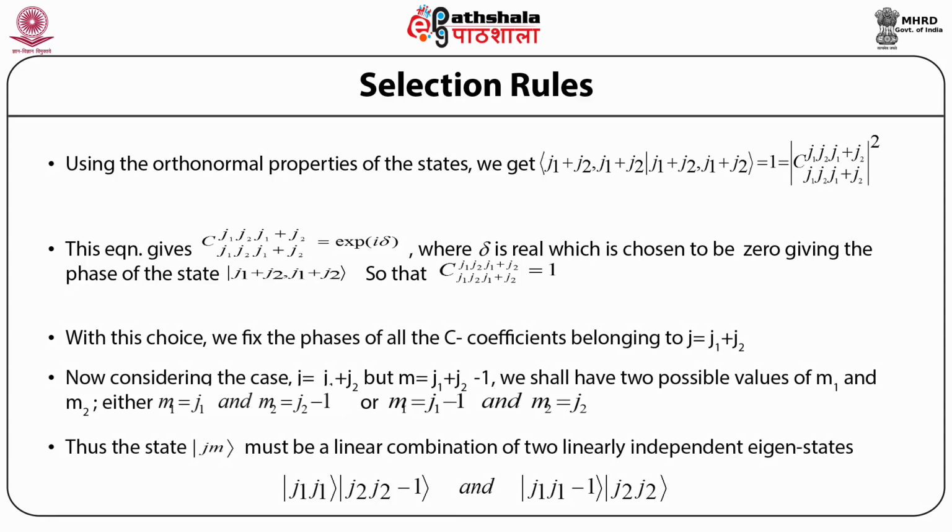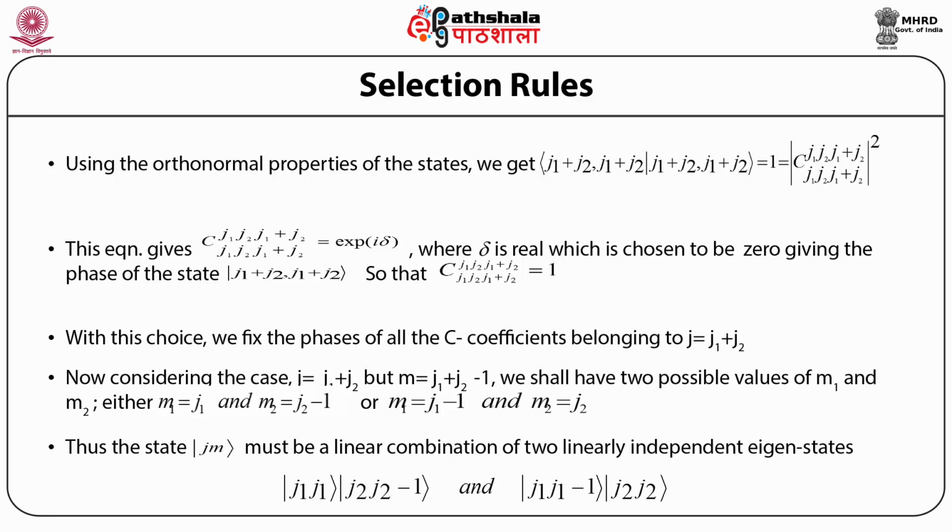Now, considering the case of j equal to j1 plus j2, but m is equal to j1 plus j2 minus 1. That means that m is now no longer taking its maximum value, but is taking the value j1 plus j2 minus 1. And for this value of m, the possible values that m1 and m2 can take are either m1 is equal to j1 and m2 is equal to j2 minus 1, or m1 is equal to j1 minus 1 and m2 is equal to j2.